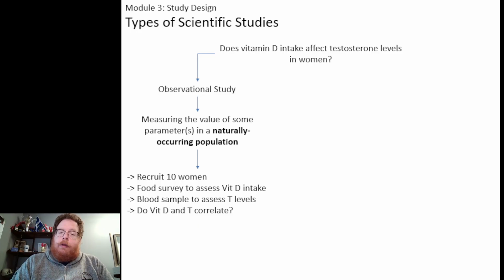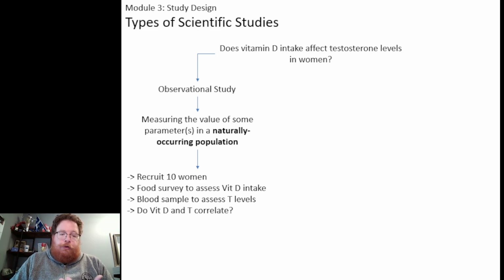And then we could do a correlational analysis to see whether the naturally occurring variation in the vitamin D intake of these women is correlated with the naturally occurring variation in the testosterone levels in these women. And of course, if they are, or even if they aren't, we'll now have the answer to our question. Right? So the key thing to an observational study is you're basically just measuring the naturally occurring variation in the value of the parameters that are related to your question and seeing whether or not there is correlation between those parameters. So that's an observational study.